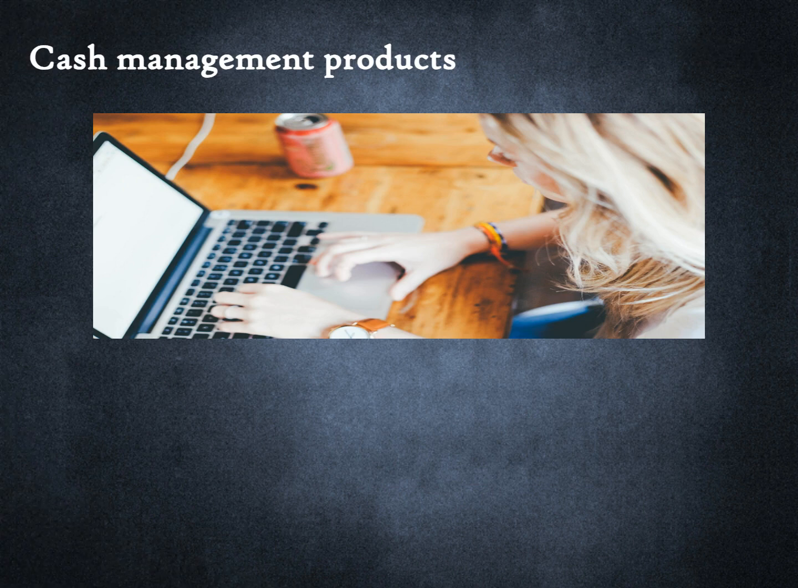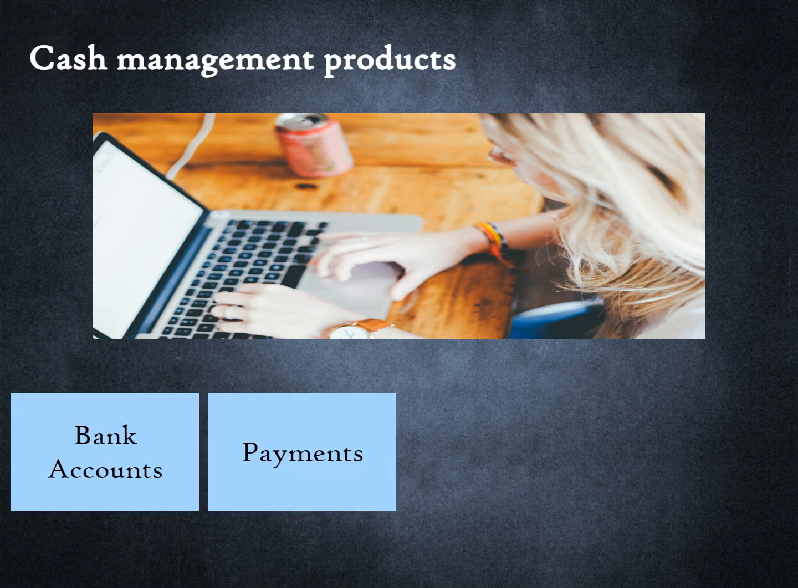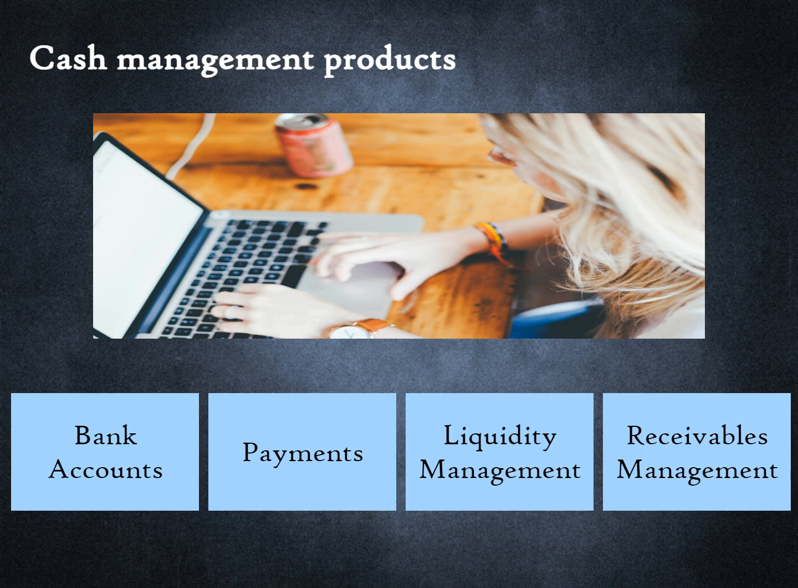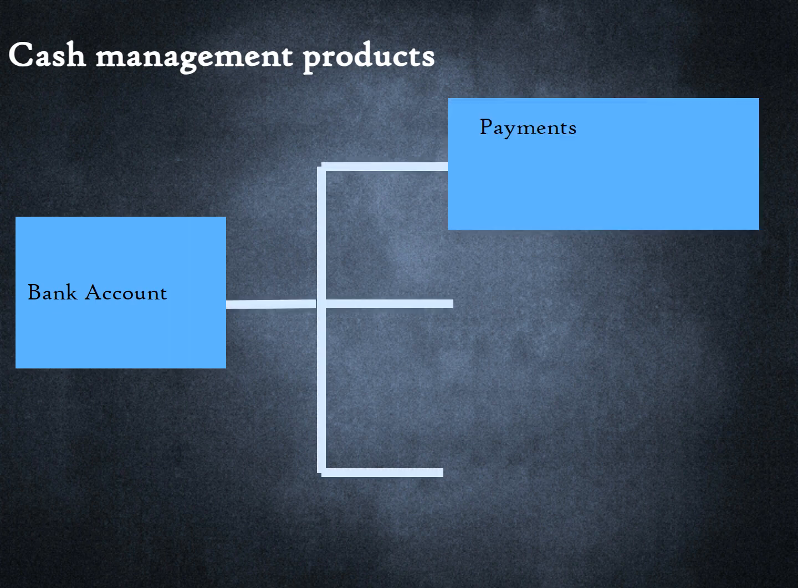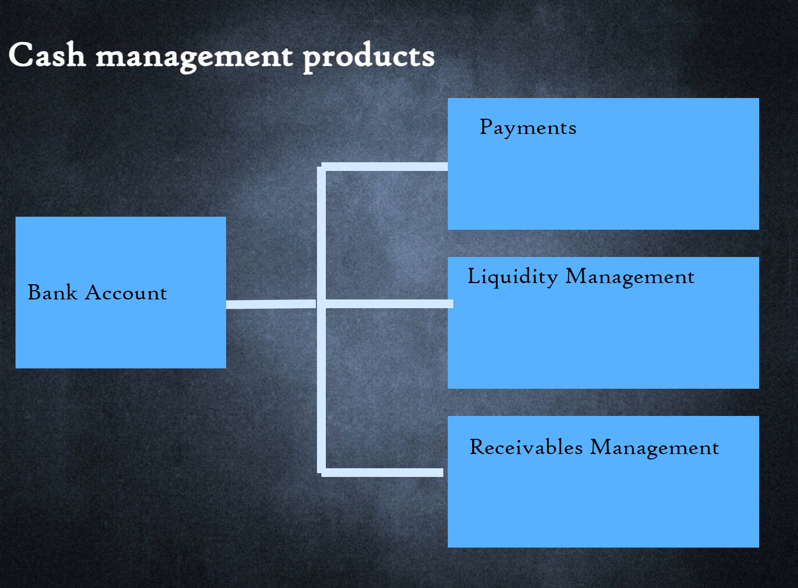In consumer banking we learned about the 2 core cash management products of bank accounts and payments. The same products are needed by businesses too. Banks offer 2 additional products to businesses. These are liquidity management and receivables management. We will learn more about them as we proceed through this lesson. The foundational cash management product is the bank account itself. The other 3 can be seen as add-on products on the bank account, kind of like apps on our smartphone.